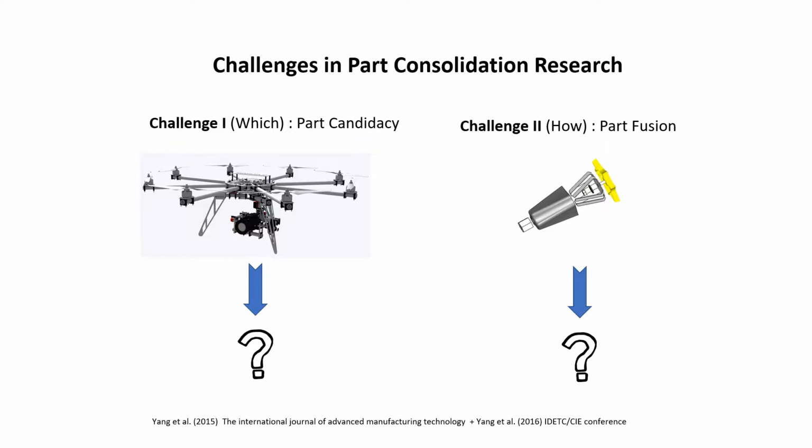In the problem of which, identifying the part candidates out of a complex system, such as an octocopter, is labor intensive. More importantly, the decision rules for such a purpose are not well established. In the problem of how, fusing the parts into components is not simply merging the parts by eliminating fasteners. However, methods to support part fusion are under development.